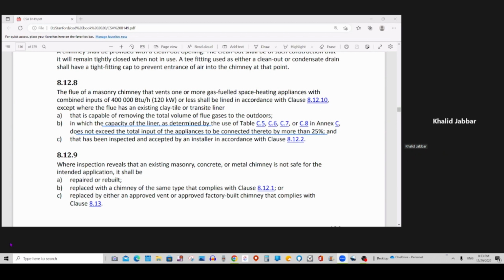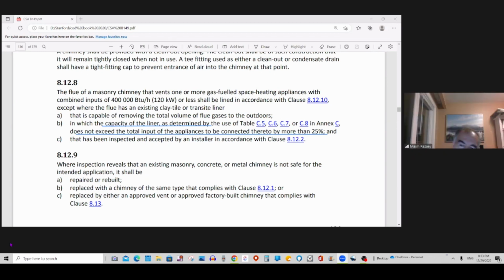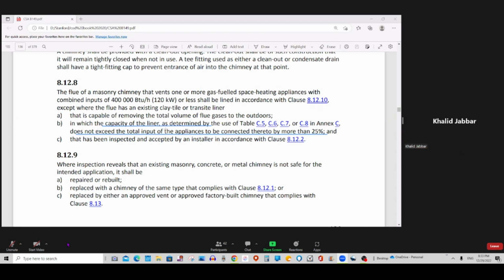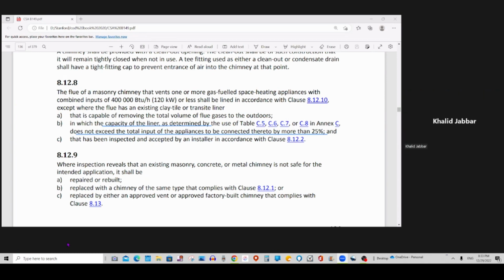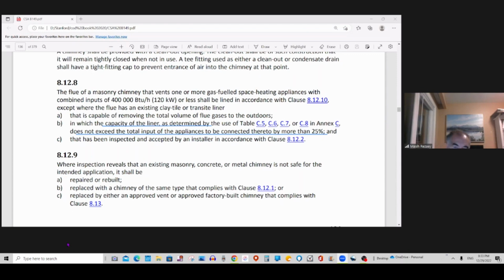The appliance rating is BTU. That means the liner capacity cannot be more than 25% of the total BTU of those appliances. This is one condition. Please remember it. Section 8.12.8. Okay, you got that?